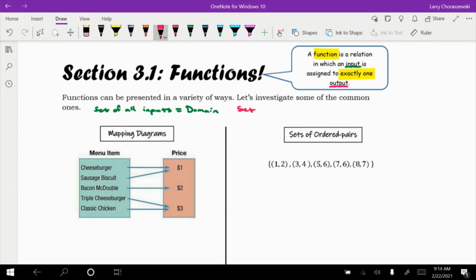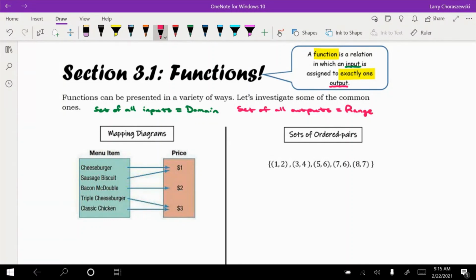We can also consider the set of all outputs. Anybody have an idea of what this might be called? You've worked with functions before? The range, you got it. So if we look at all the possible actions that these buttons force the character on the screen to do, the set of all those actions is called the range.